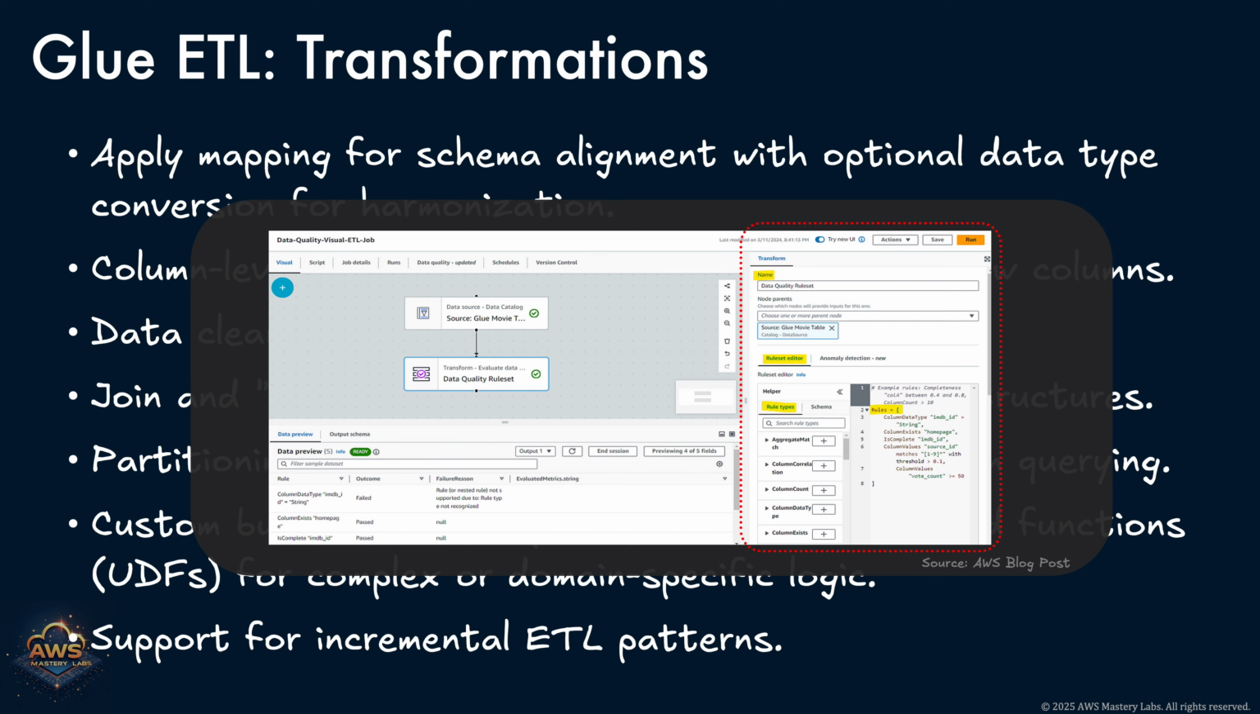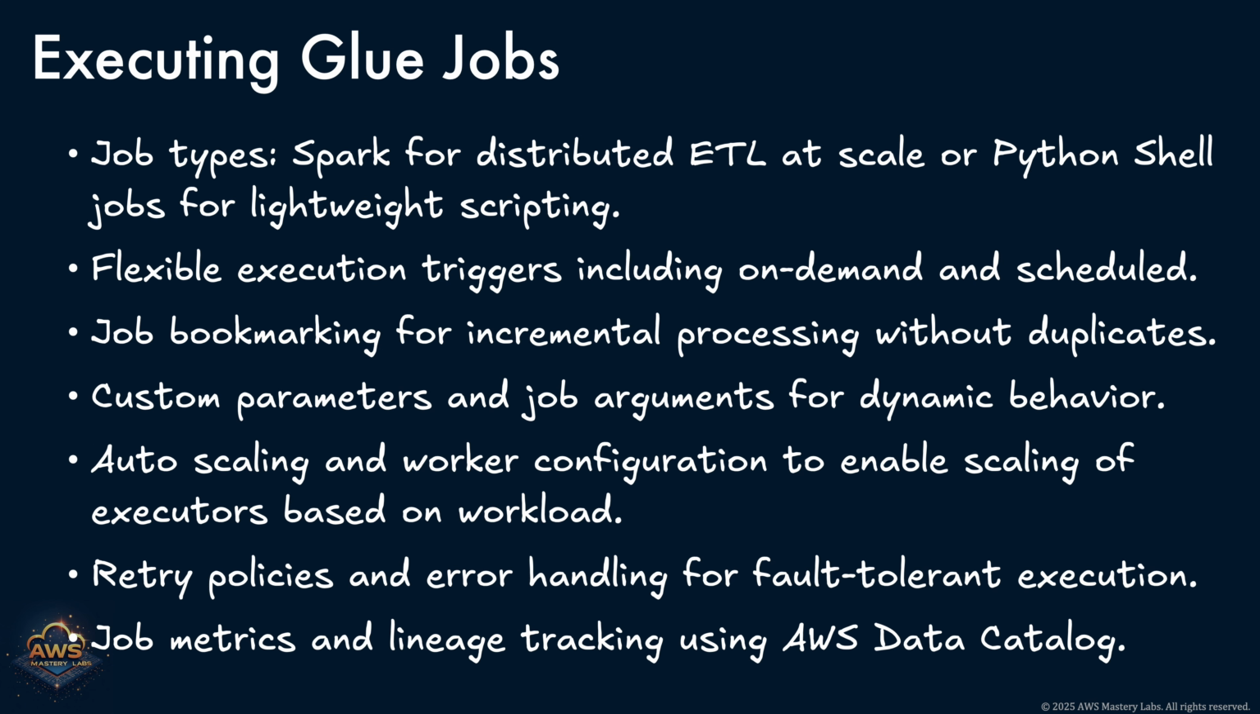Once your AWS Glue ETL job is ready, the next step is execution, and Glue gives you powerful flexibility here. First, you can choose between two job types: Spark jobs, which are distributed and ideal for processing large-scale datasets in parallel, and Python shell jobs, which are great for lightweight tasks like orchestration, data validation, or calling APIs. Now, how do you run these jobs? You can execute them on demand, based on a schedule, or using event-based triggers. Triggers and workflows in Glue allow you to build complex data pipelines that react to changes in your data lake or chain jobs together as part of a larger process.